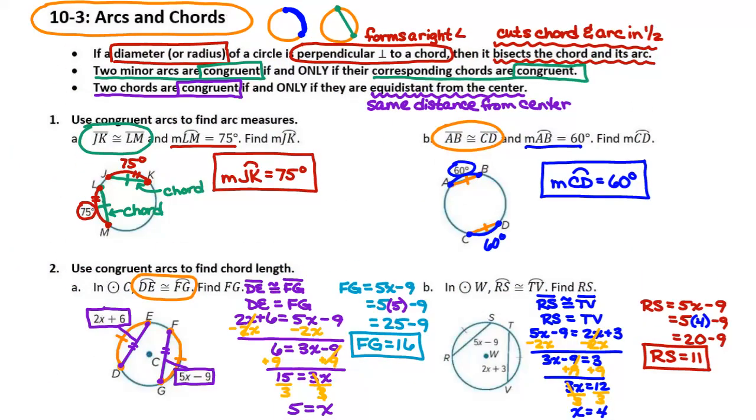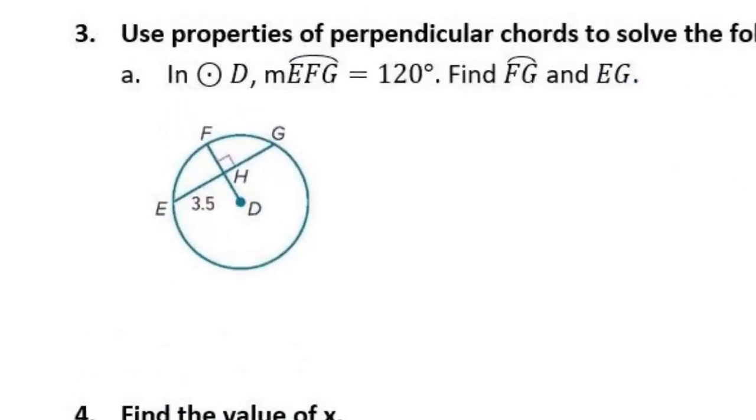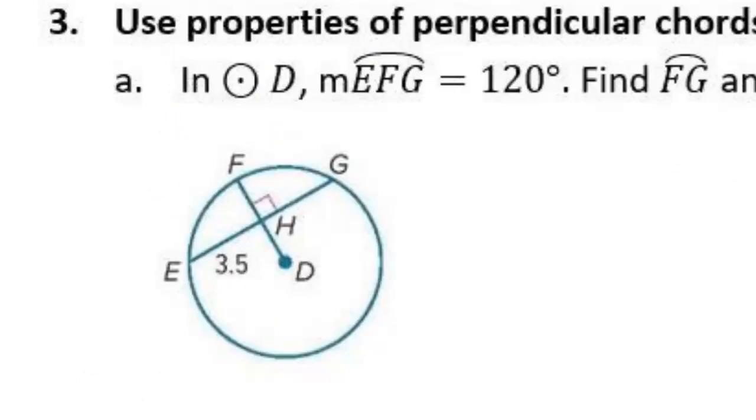Very nice work so far. Let's go look at number 3. We're going to look at a slightly different property now. When I look at the picture in number 3, before I even read any of the words, the first thing I notice is this. What is that? It's a 90-degree angle. That's a right angle mark.